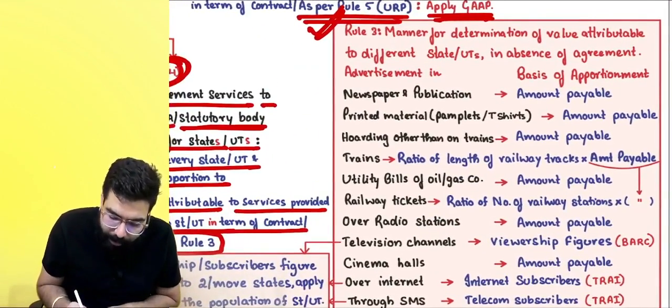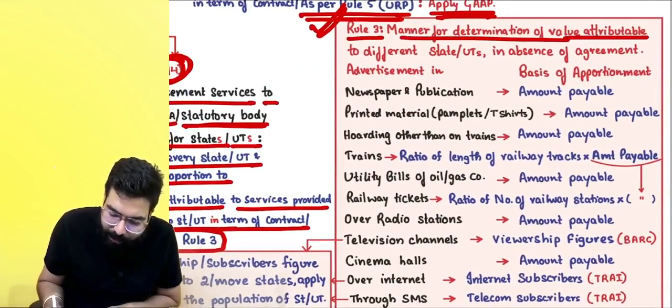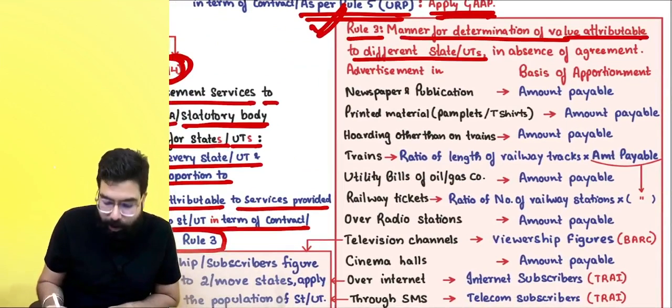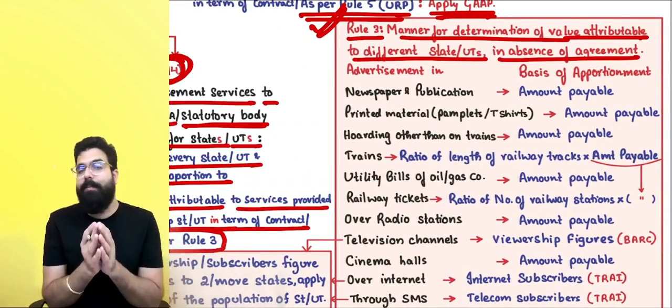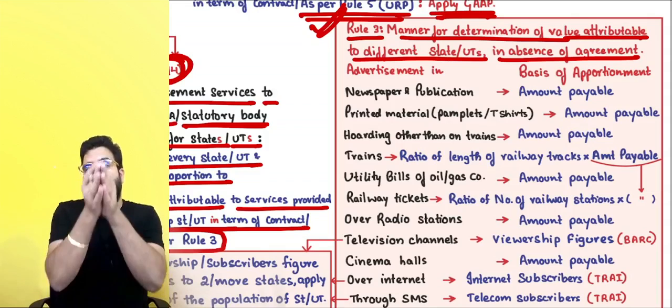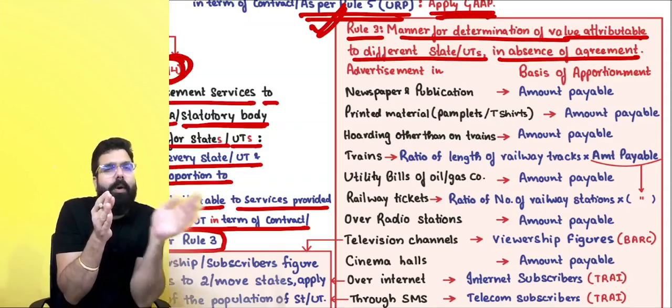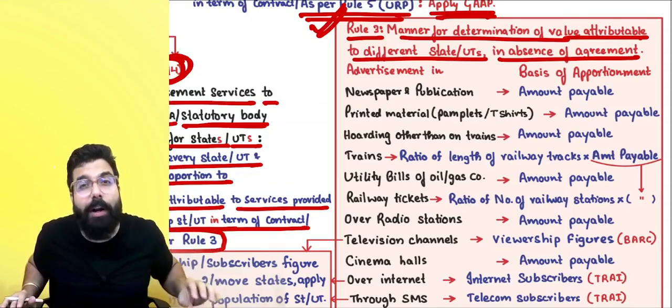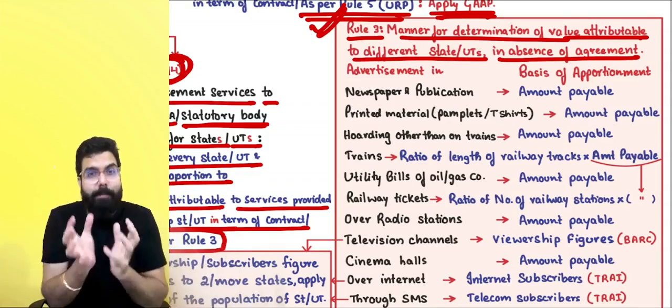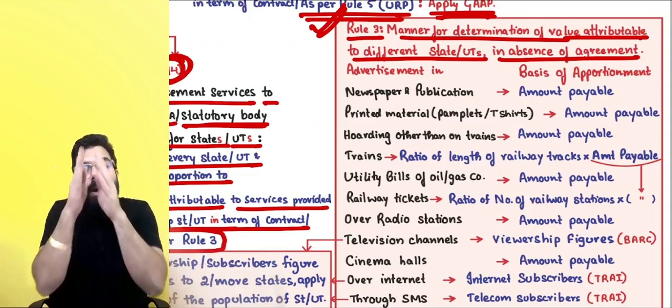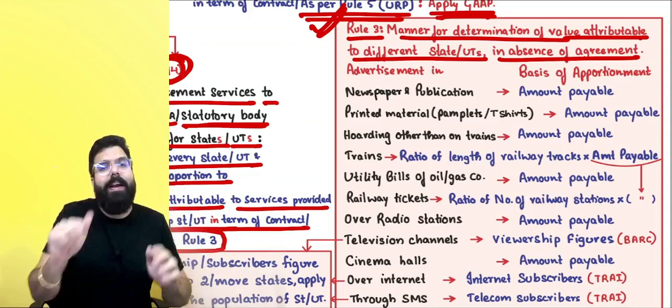Rule number 3 says the manner of determination of value attributable to different states or UTs in the absence of an agreement. If in the agreement the government has already told me, sir, I am giving you 10 lakh, 5 lakh belongs to Karnataka, 2 lakh for Tamil Nadu and 3 lakh for Kerala, then go as per the contract. But if the contract doesn't say anything, and the government gave me a consolidated amount of 10 lakh rupees, how to apportion the value, that is told by rule number 3.